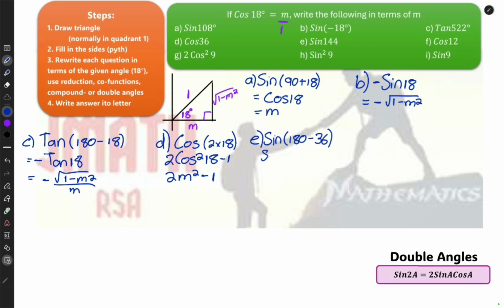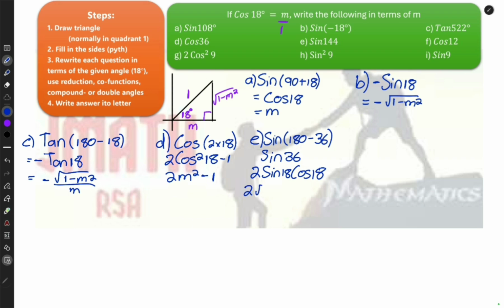Okay, great. So that now leads me to 36. And again, I now know that is double. So I can go and rewrite this as 2 sine 18 cos 18. Now I can use the triangle. So this would be 2 square root of 1 minus m squared. I can write that over 1, but it's really not necessary. And then this is times m over 1. But you really don't need to write it as fractions because it's just the 1. So the final answer would just be that.